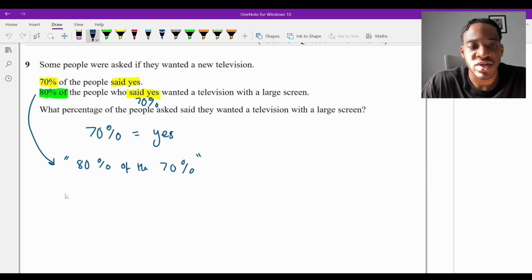So what we're going to do is say, well, fine, I've got 80% of 70%. Write this as a decimal. 0.8 is going to be 80%. And then whenever we have of, this is just a multiplication, and this is just 0.7. So the answer is just 0.8 times 0.7.